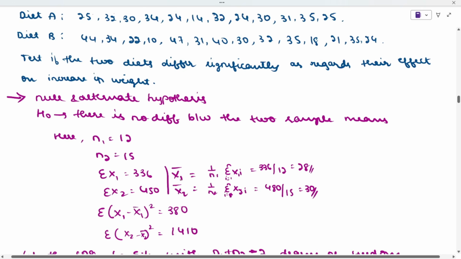Again, to find x1 bar, you take 1 divided by n1, sigma i equal to 1 to n of x1i, that is 336 by 12, that is 28. Again 480 by 15 will give you 30.